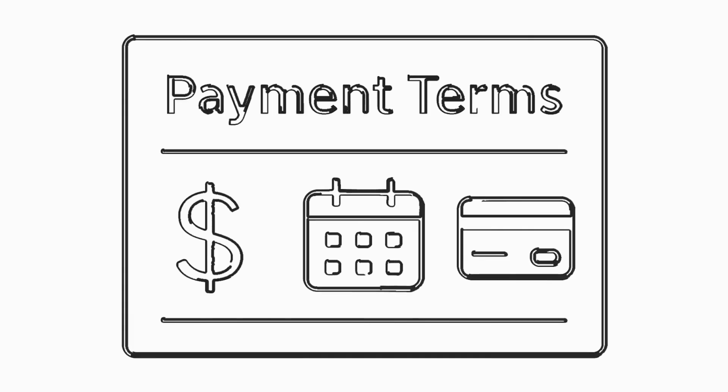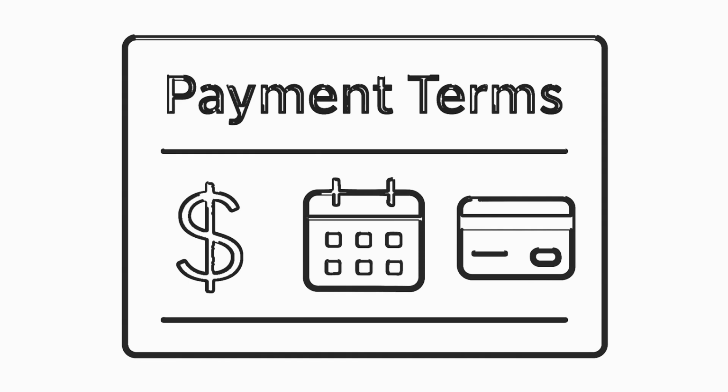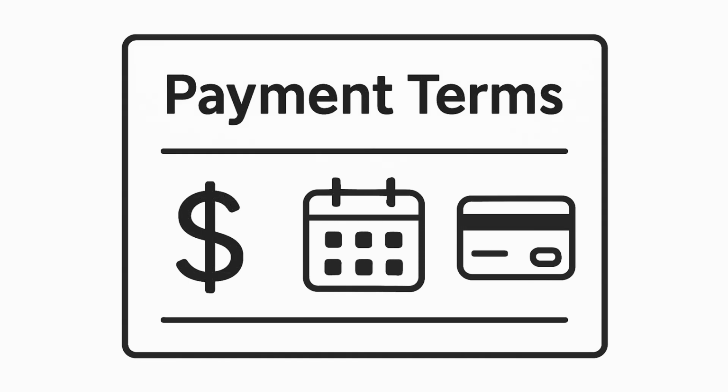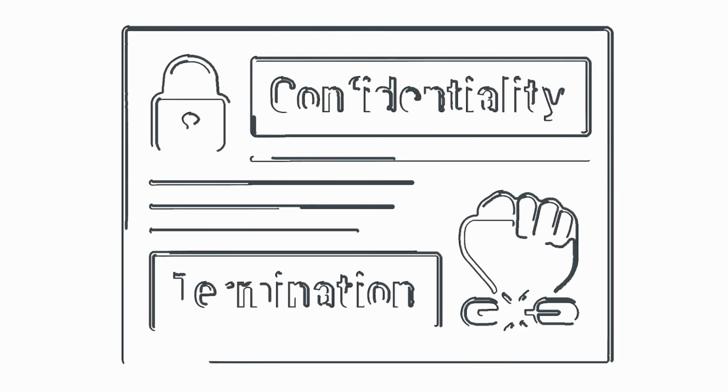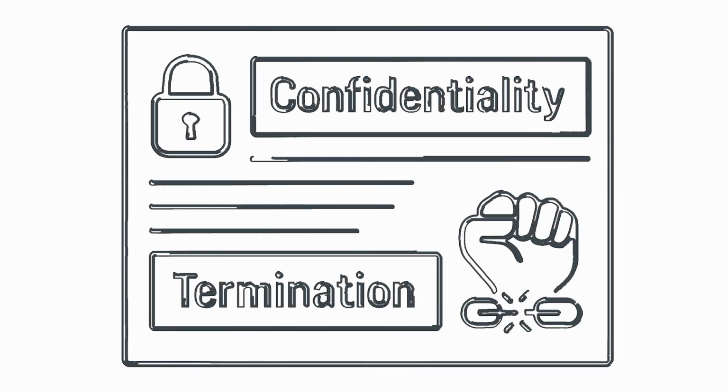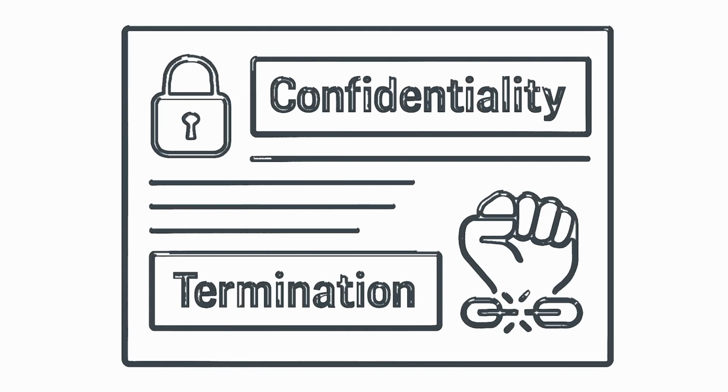Payment terms are another big one. How much will be paid, when, and how? Are there late fees, deposits, or milestones? Always read this part carefully. Many business contracts include confidentiality or non-disclosure clauses. These explain what information must be kept private and for how long.